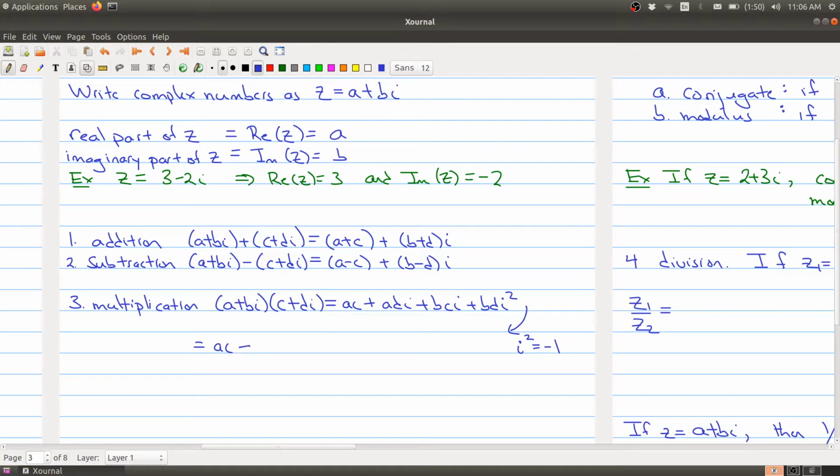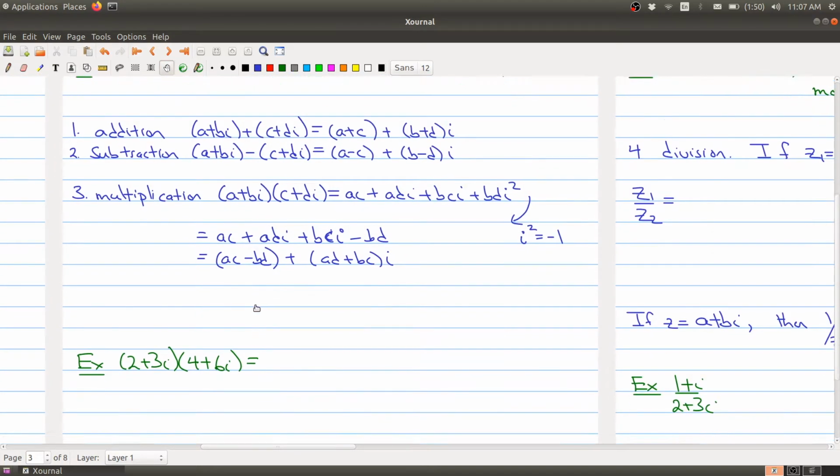So I'll rewrite this. I have ac plus adi plus bci minus bd, because I can replace i squared with negative 1. Then I group together the real part, ac minus bd, and then I group together the imaginary part. And there you go. That's the formula for multiplying two complex numbers.